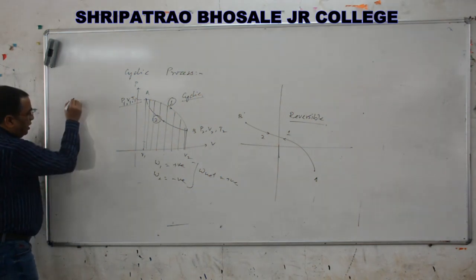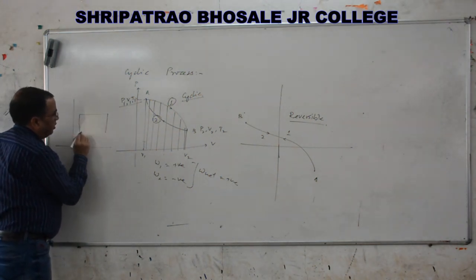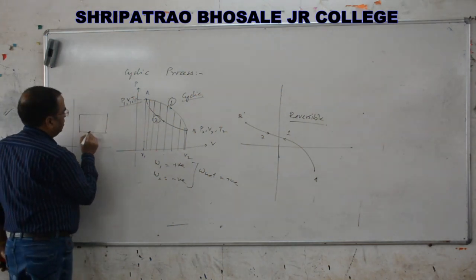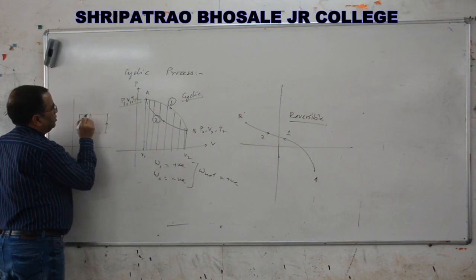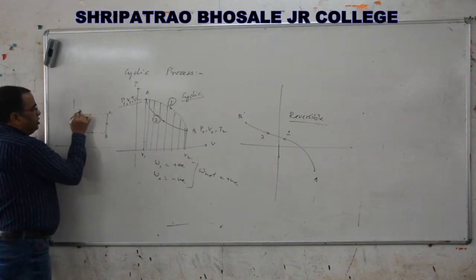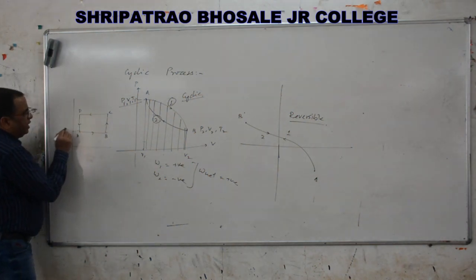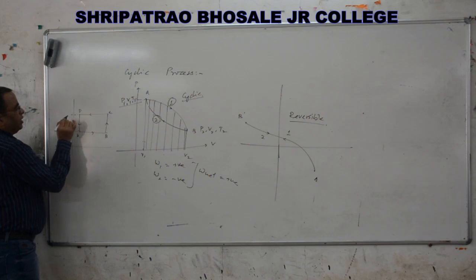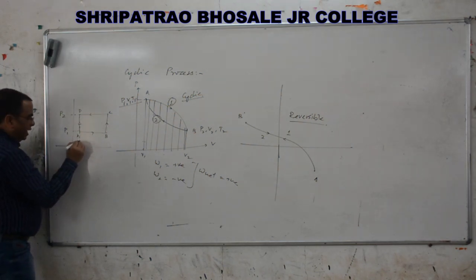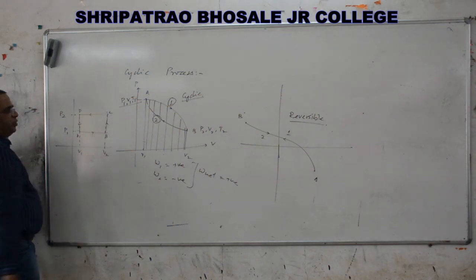Let us see another case. A gas is taken from A to B, B to C, C to D, and finally it is brought back to A. Say pressure at A is P1, pressure at B and C both is P2, volume at A as well as D is V1, volume at B and C is V2.